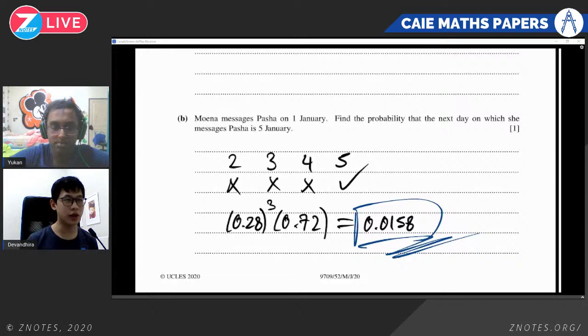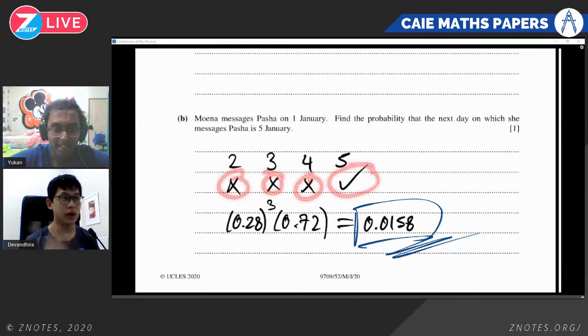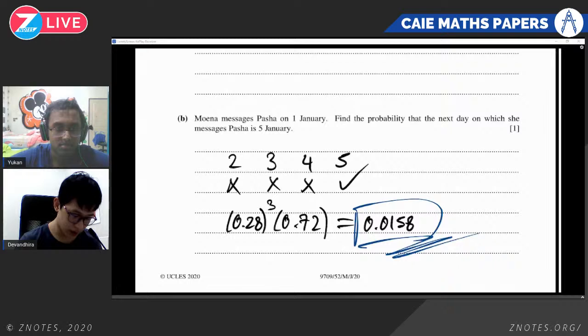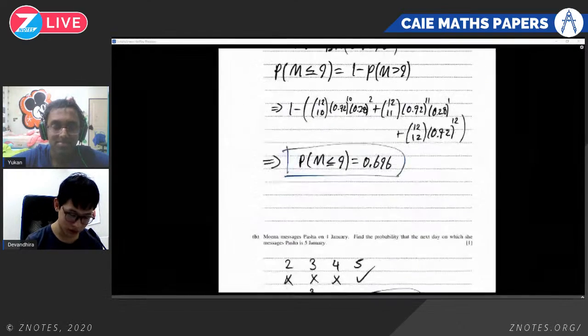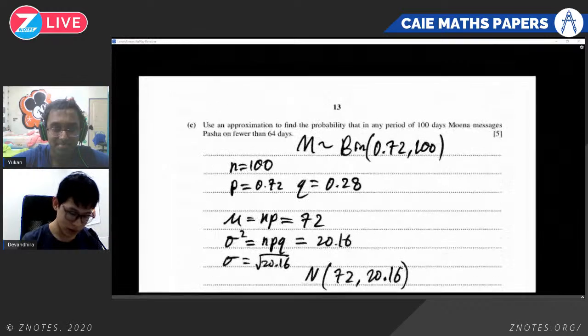We have the next day she messages Pasha is 5th January. That means she doesn't message him on January 2, 3, and 4, correct? That's why I put the X here. It means that she doesn't message. And she finally messages on January 5. So basically, this is saying fail, fail, fail, success. We have the fail to the power 3, and then you multiply by the success. So it's just 0.28 to the power 3 times 0.72. Just evaluate that, and we get our probability. That's an easy one mark, so don't miss it.